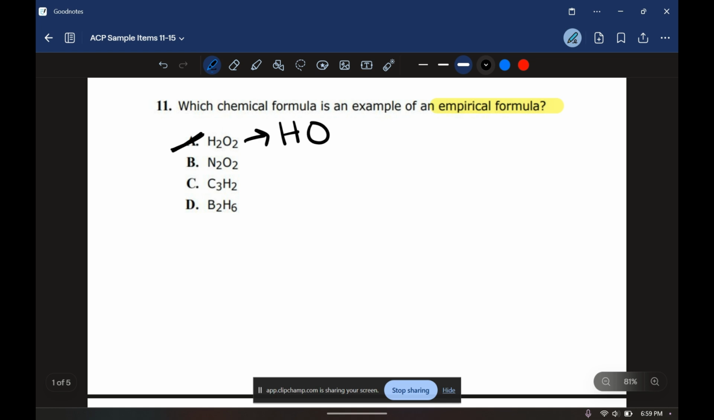If you look at B, it's exactly the same, different elements, but same subscripts, N2O2. You can divide both of those numbers by 2.